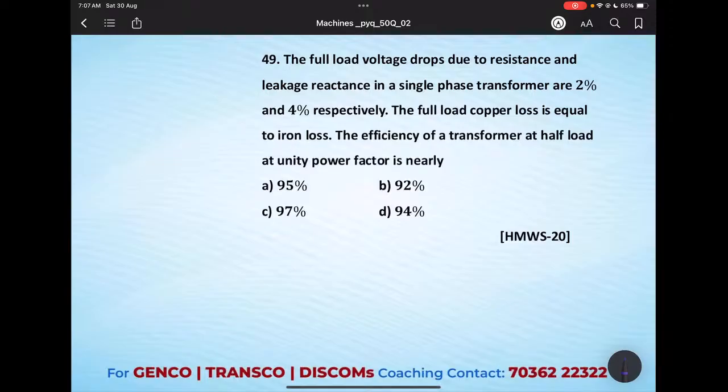The next question is about the full load voltage drops due to resistance and leakage reactance in a single phase transformer, which are 2% and 4% respectively. The full load copper loss is equal to iron losses. The efficiency of the transformer at half load and unity power factor is asked. Okay, so they are telling us voltage drops due to resistance and reactance. They gave percentage R. We know that percentage R is nothing but percentage full load copper losses.